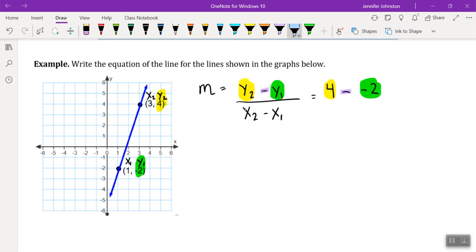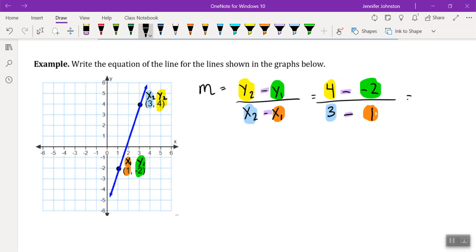Next, we're going to look for x2. x2 comes first. Okay, that's 3. So we're going to go put a 3 here. And again, our minus is frozen. We can't change that. That's a part of the formula. And then we have a 1 for x1. Okay, so x1 right here is 1.